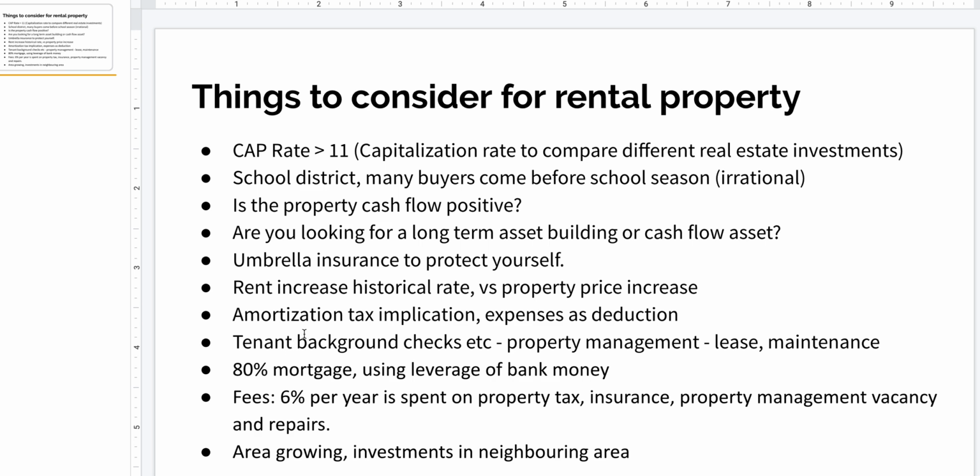I'm not an expert here. I'm sharing some of my learnings, but this is by no means any advice. It's just documenting my learnings. You should do your own research, get an expert counselor for making any of these decisions and investments.